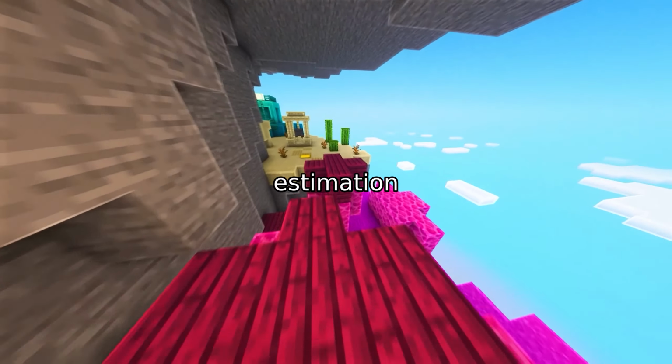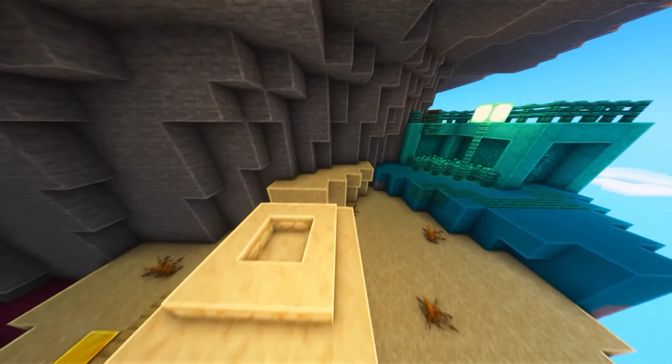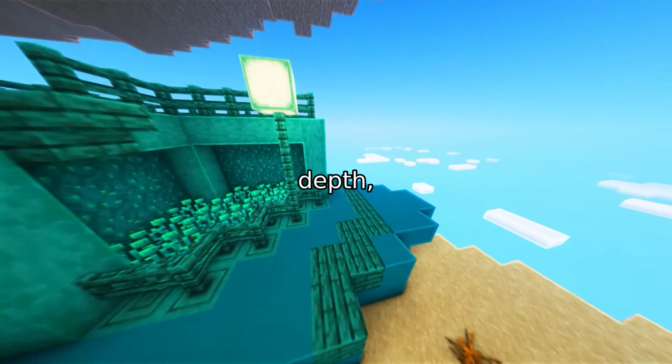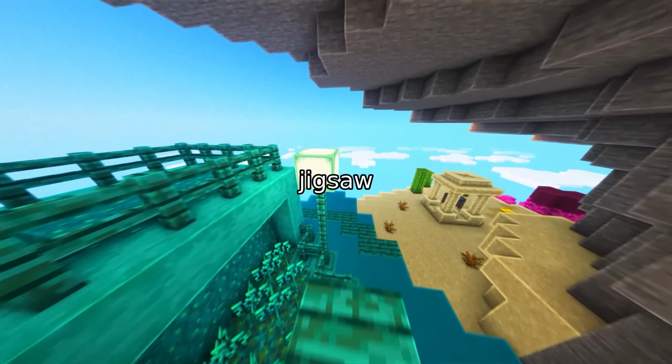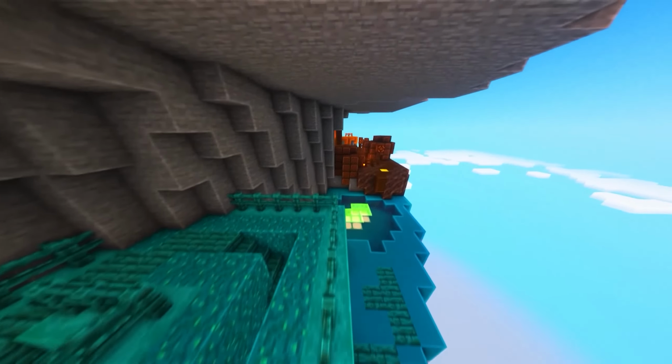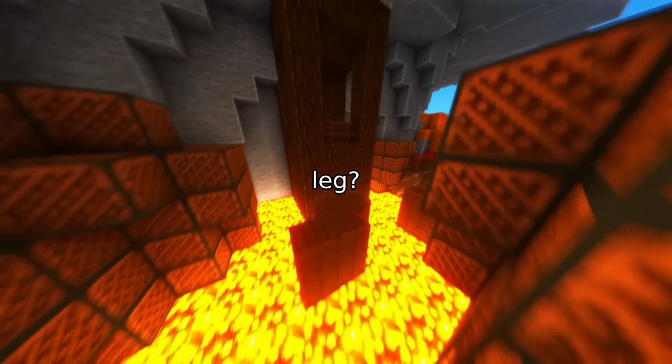So why is 3D pose estimation such a challenge? Think of a photo as a 2D snapshot of a 3D world. Our brains automatically infer depth, perspective, and spatial relationships. But for a computer, that's like trying to solve a jigsaw puzzle with half the pieces missing. Is the person leaning forward, twisting their torso, balancing on one leg?